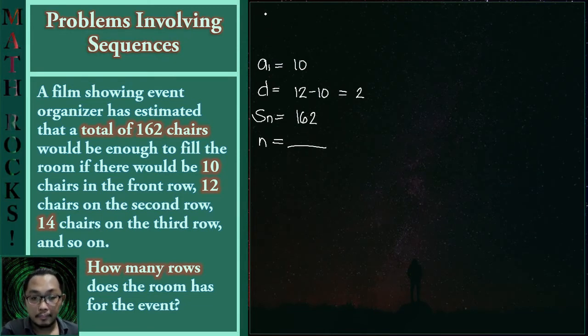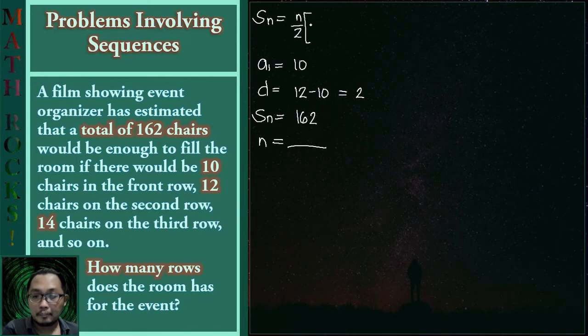And now for our formula. Knowing that we have the values for a sub 1 and d, the formula that we will be using is this. So remember that we have two formulas, but if we only know the value of a sub 1 and the common difference, this would be the correct formula.